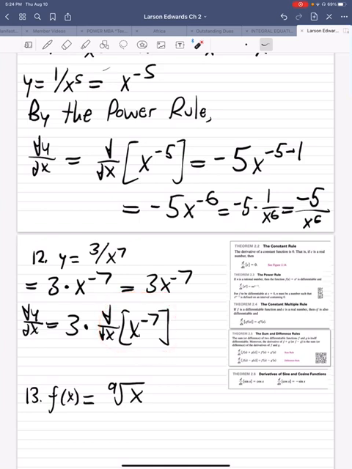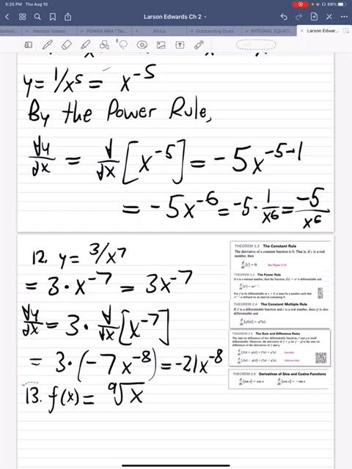Again, how do we do that? You remember, you bring the negative 7 as the power in front times x to the negative 7 minus 1, which is negative 8. But you're multiplying all of this by 3. So that 3 times negative 7 times x to the negative 8 is negative 21x to the negative 8.